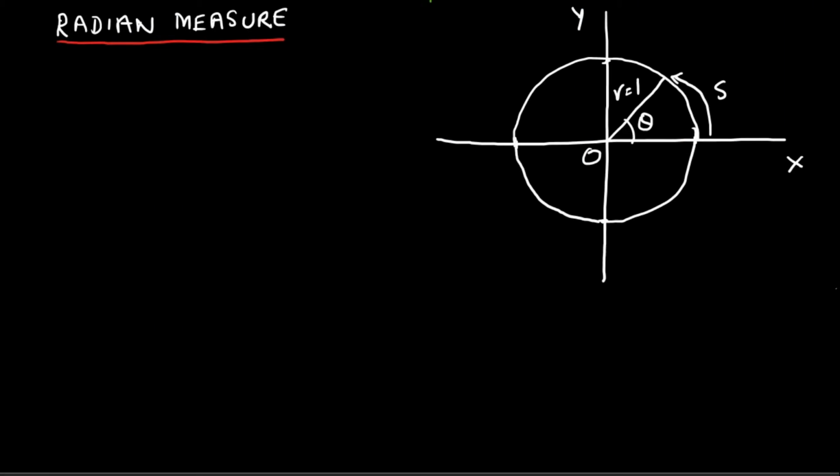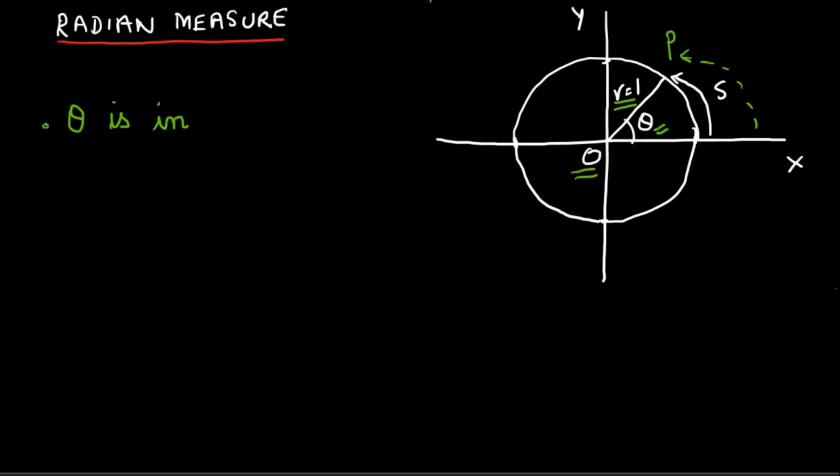To understand the radian measure, I have drawn a unit circle. A unit circle is a circle with radius 1. In this unit circle, the center O is at the origin of a two-dimensional plane. If the radius is at the initial position OX and starts moving in the anti-clockwise direction, it will make an angle which is theta. The angle theta is measured in radians.